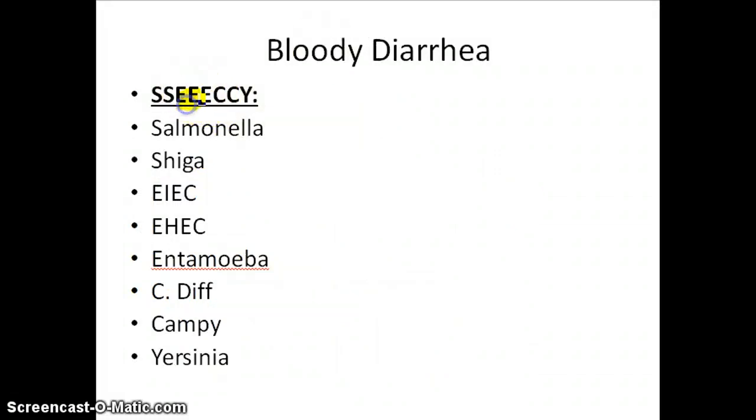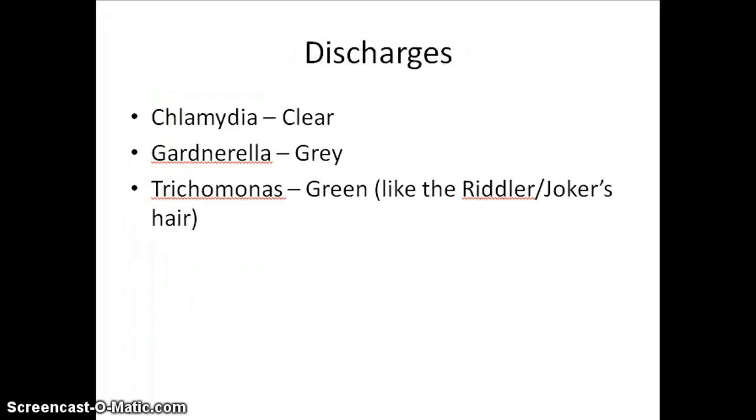Now you got your 3 E's here, 2 C's, 2 S's, and a Y, okay? Those are typically going to cause bloody diarrhea. Salmonella can cause watery diarrhea at first, and then it'll move to bloody diarrhea.